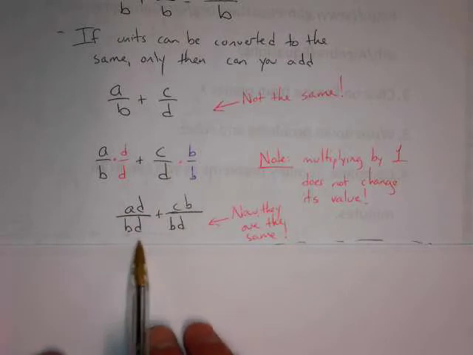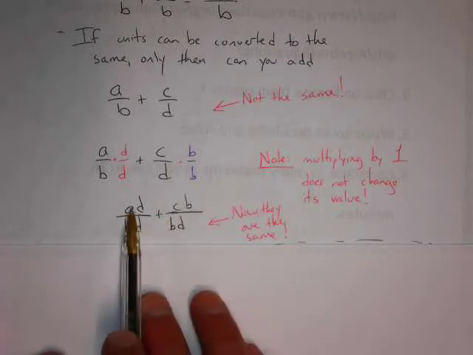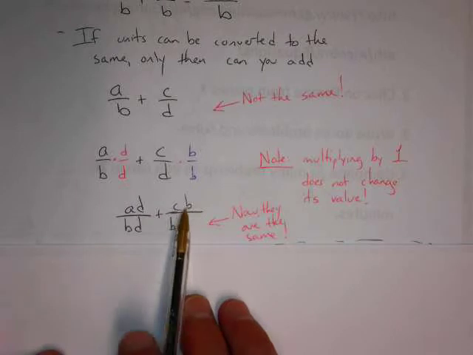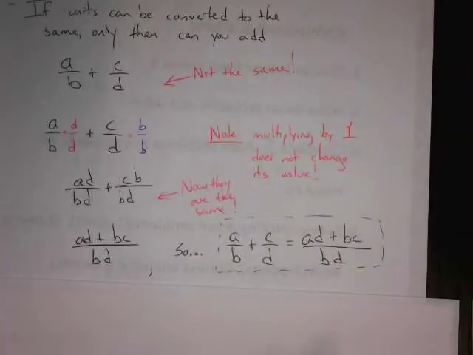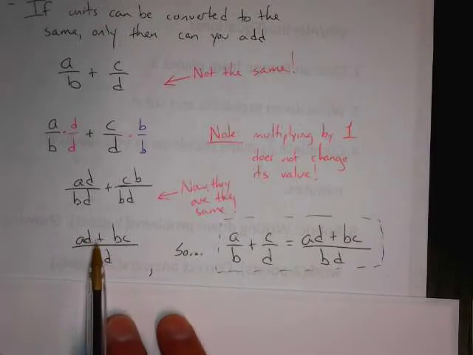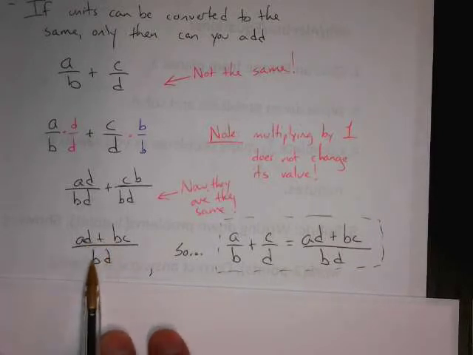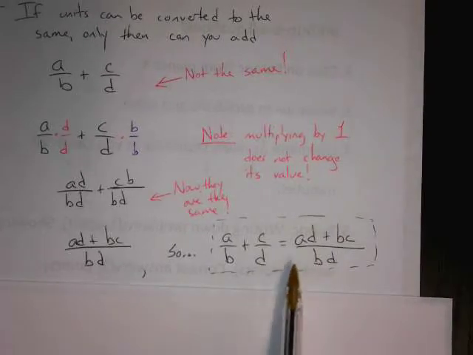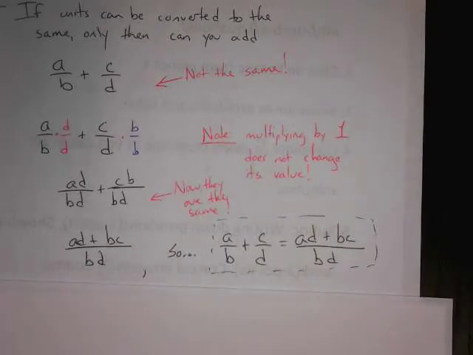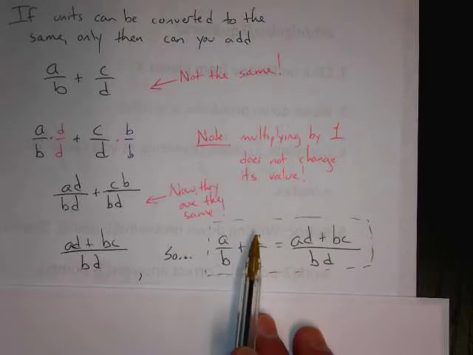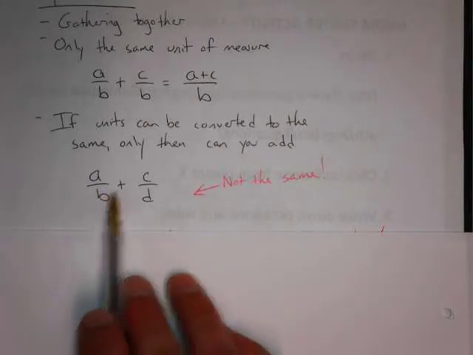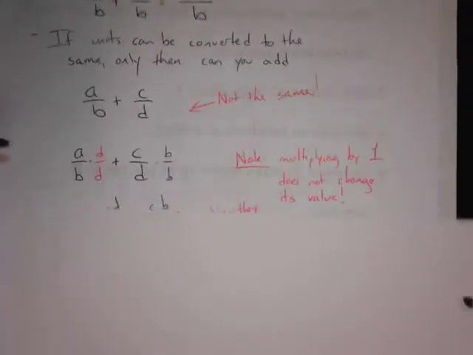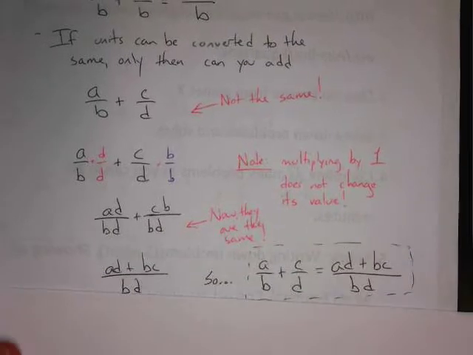Now we're dealing with over BDs, right? So we have this many over BDs plus this many over BDs. We now have the same unit of measure. So we would have AD plus BC over BD, and that would be the same thing as what we originally started with. So in wrapping up, if you remember the original example, our over B's and our over D's, we have to convert that into a same denominator.